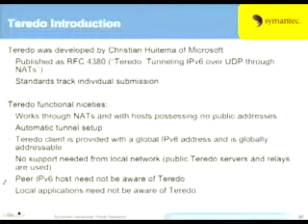Some of the functional niceties of Teredo include that it works through NATs and with hosts possessing no public addresses. It does automatic tunnel setup. The Teredo client is provided with a global address and is globally addressable. No support is needed from the local network. That's because there are public Teredo relays and servers being used. The peer IPv6 host need not be aware of Teredo at all, and the local application need not be aware of Teredo at all. So it's all abstracted. It's transparent.